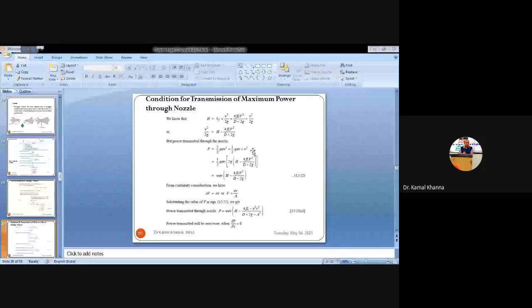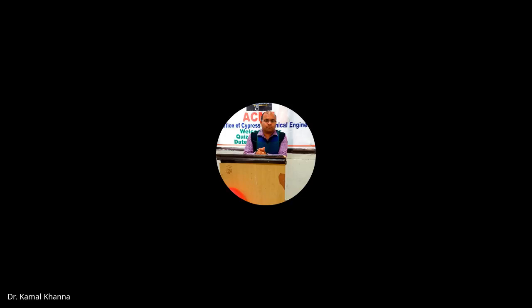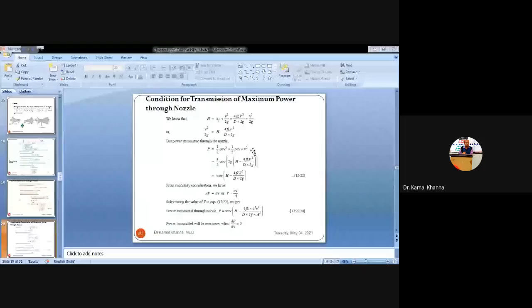So you can see the second step. We have the value of V square as 2G into H minus 4FL V square by 2GD. So we can multiply 2G here, so we can put the value of V square here. We have taken this whole value from the second step, that is V square by 2G is equal to H minus 4FL V square by 2G.